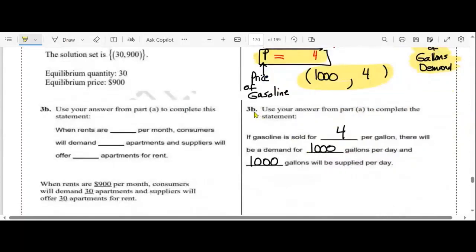So let's read 3B. Use your answer from part A to complete the statements. If gasoline is sold for $4 per gallon, there will be a demand for 1,000 gallons per day, and 1,000 gallons of gasoline will be supplied per day. Good. So is this clear? You understand? Good. So that's the end of 4.2.